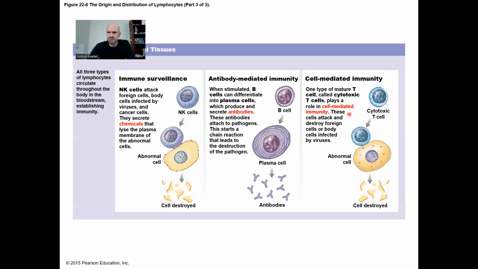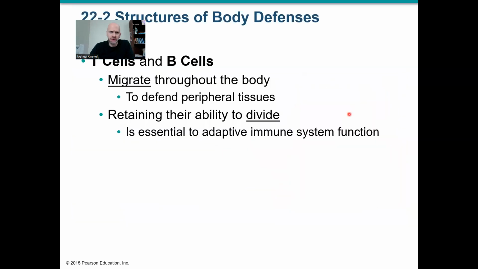Cytotoxic T cells. All right, so these B cells and T cells can migrate throughout the body and in the tissues. So they're migratory. The other important thing about lymphocytes that you need to know is that they retain the ability to divide. They can undergo cell division, and they do something called clonal expansion.